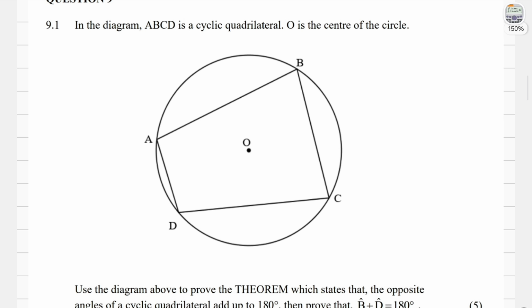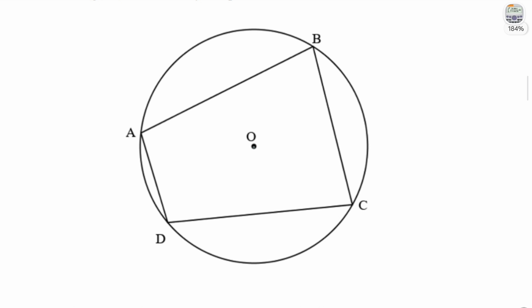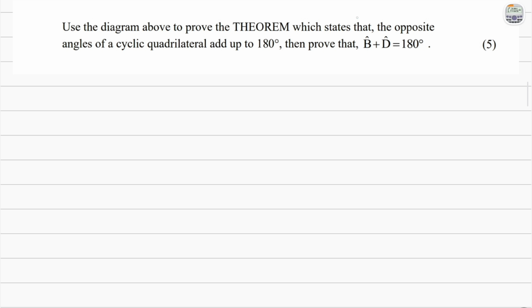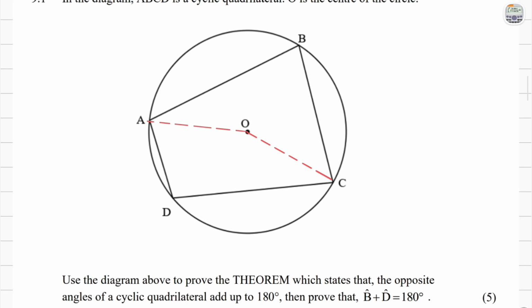To prove this theorem, you first start off by drawing a line from the center to the circumference, a radius at OA, and then a radius at OC, from O to C. Just ensure that you tell them any constructions that you have made. So draw OA and OC.